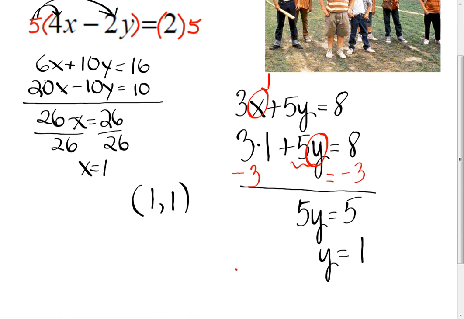What are you guys doing? Put your money away. We're not doing money, we're doing math lesson.